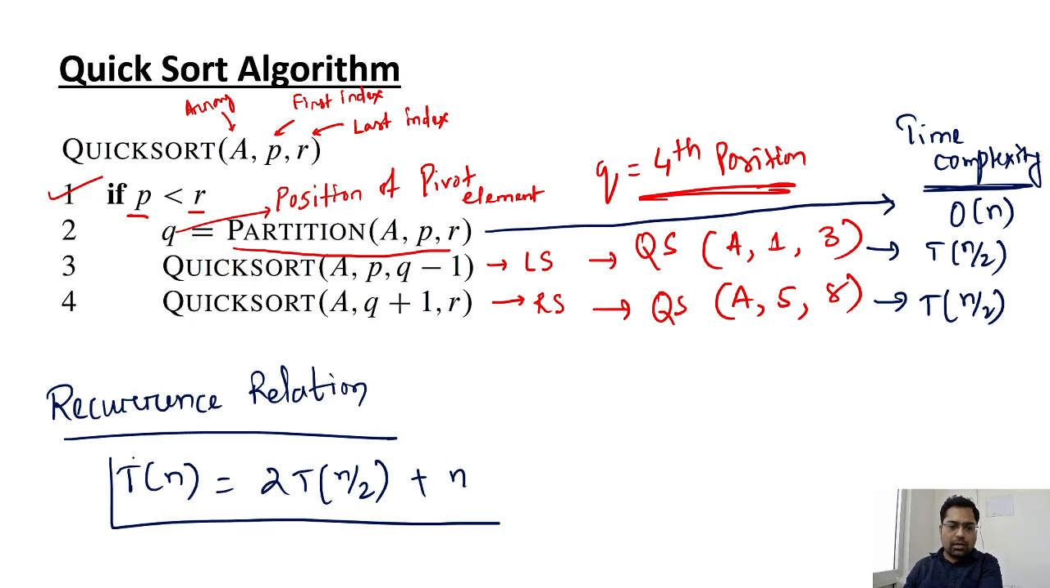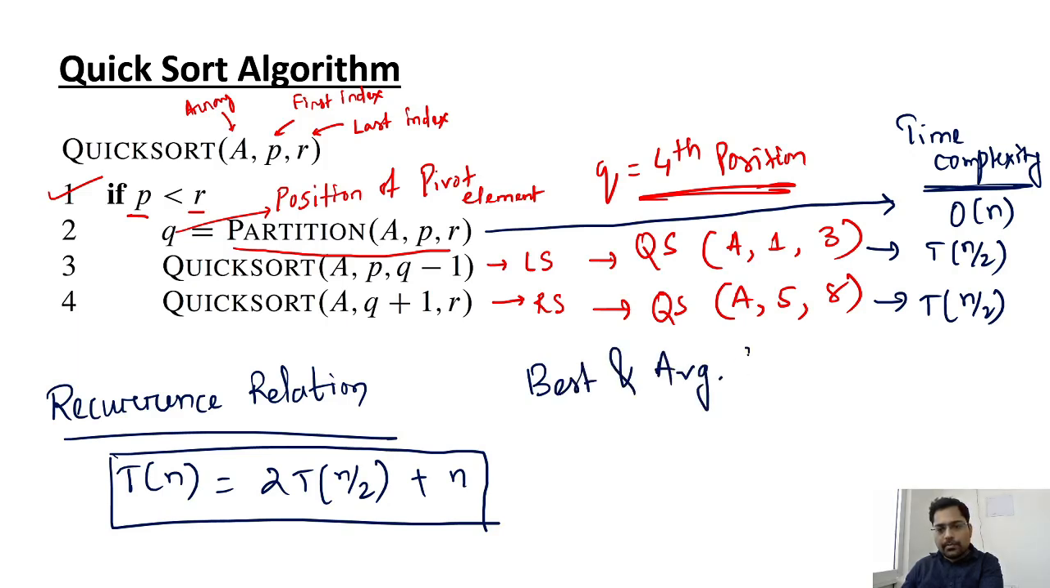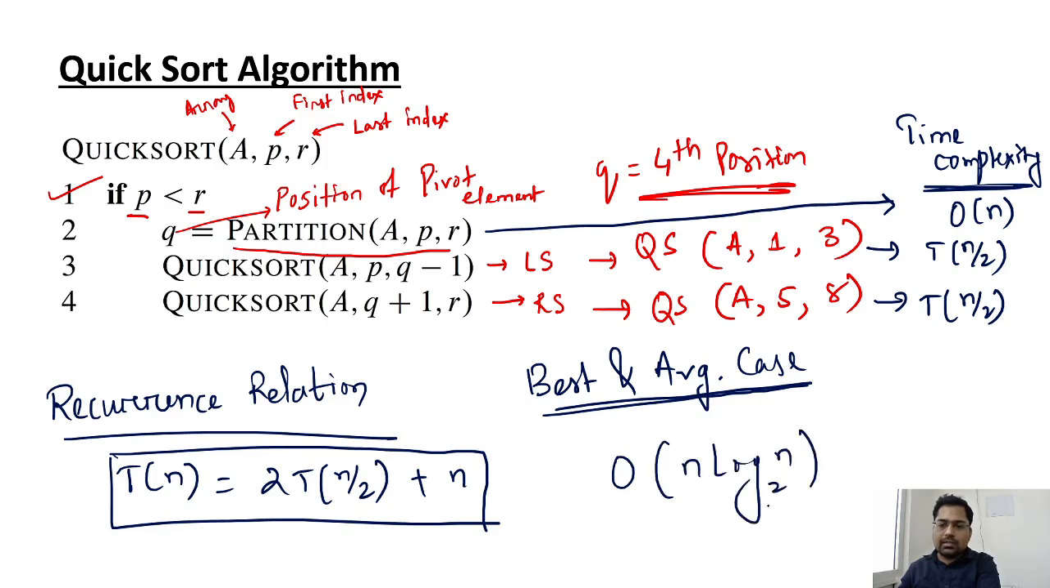So this is for our best and average case. Why? Because we are using recursion, and it's divided into halves, left hand side and right hand side. We first find the q, then based on the q we divide into two halves. Based on that, the time complexity is n log n.